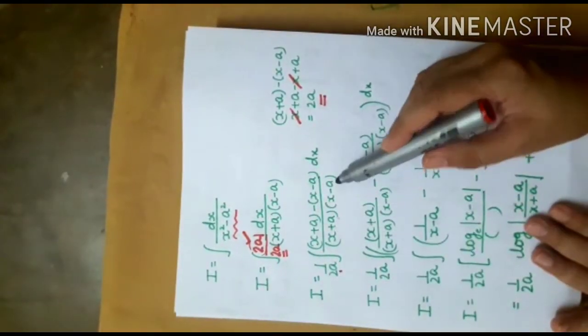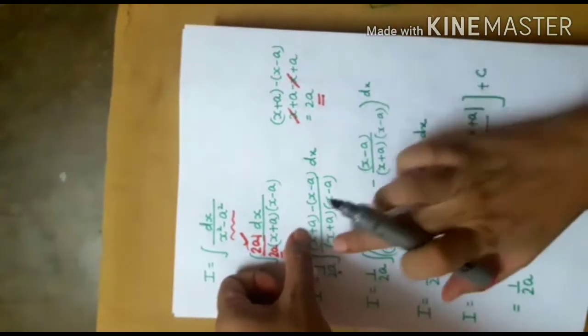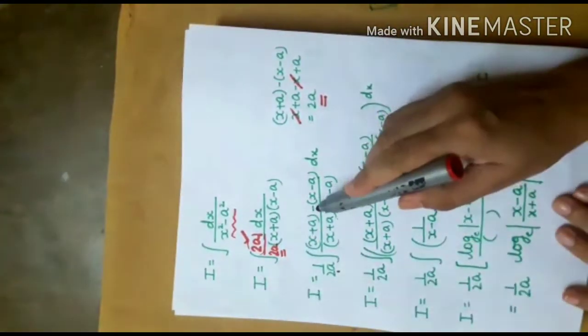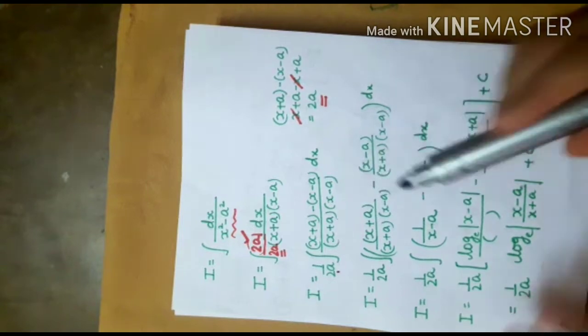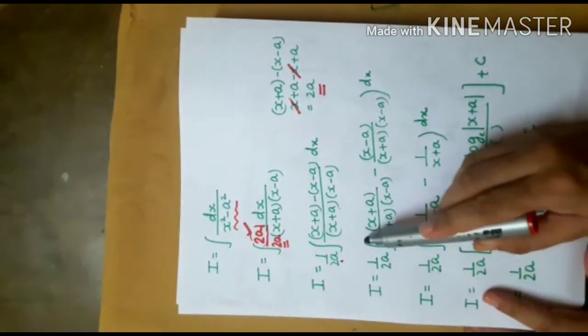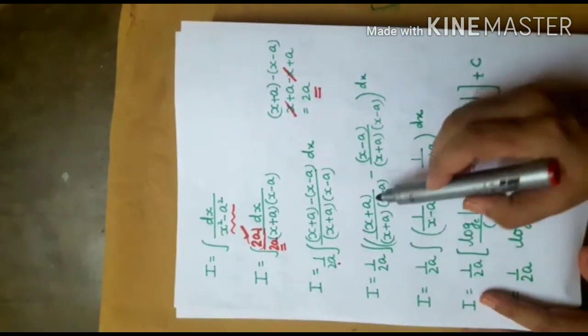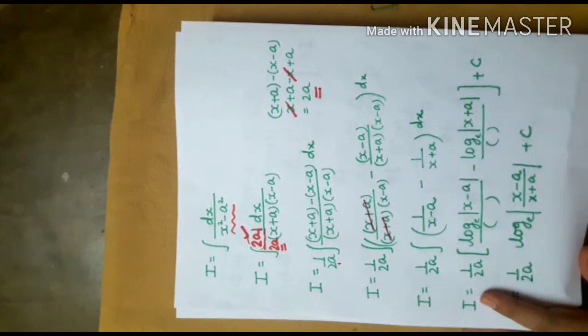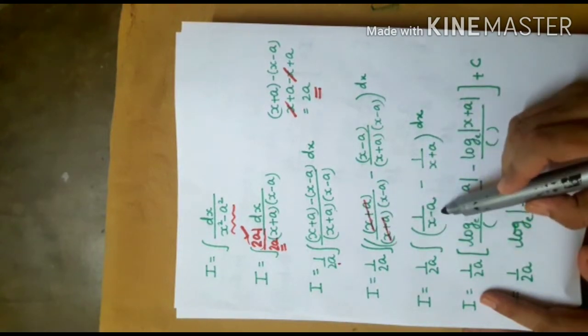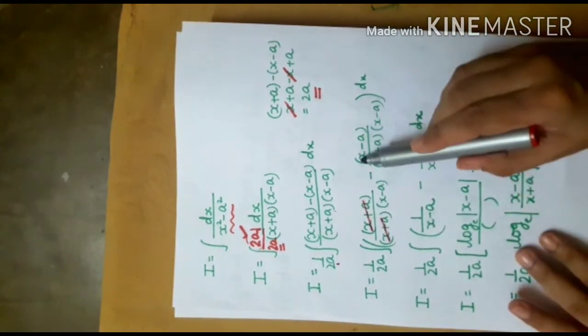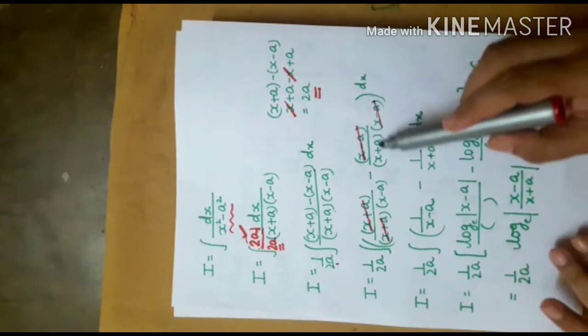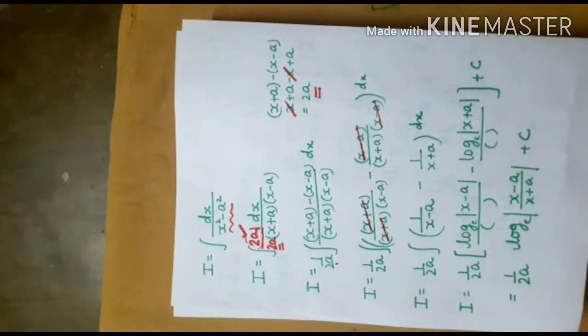Now I separate the terms, that is this divided by this minus this divided by this. So I'll get 1 by 2a integral. Yes, this will get cancelled out. I'll get 1 over x minus a. Similarly, here this will get cancelled out. I'll get 1 over x plus a.